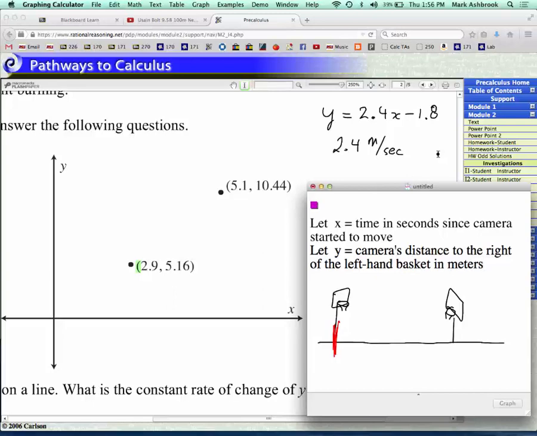Okay, now notice, what was this negative 1.8? What was that about? Starting position. It's negative. Right? Starting position is negative. Does it work? Can we make sense of that? Talk to the person next to you. Yes or no? Can we make sense of a starting y value of negative 1.8? Go. Does it make sense?